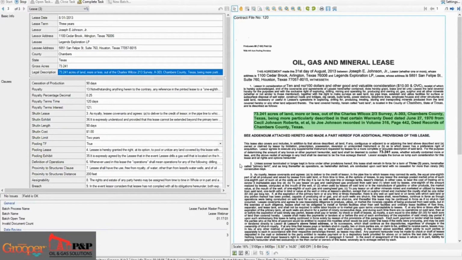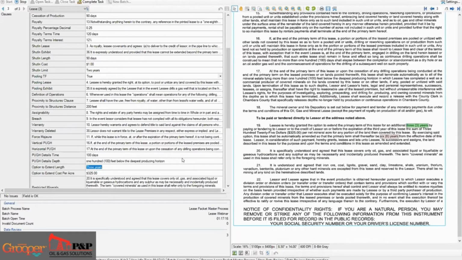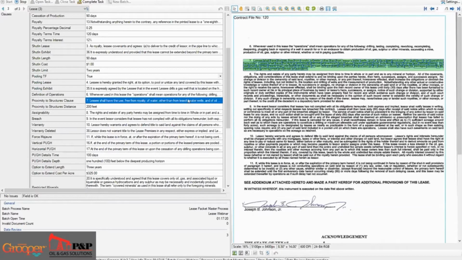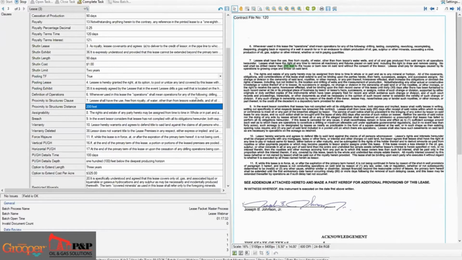Like I see a typo right here in my proximity to structures clause. This says "lessoffs." It misread an R as an F. That is a typo. Now that's something that, oh, I clicked on the wrong one, sorry. That is something that a lease analyst, when looking at it, can come in here and correct. And then when it gets exported, there would no longer be a typo.